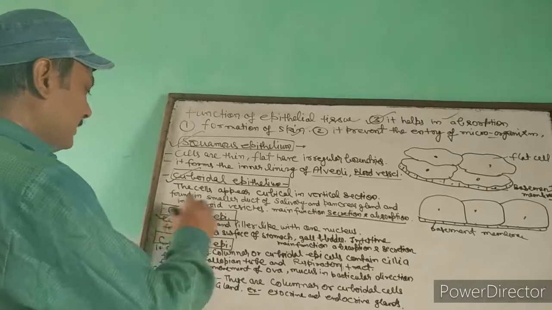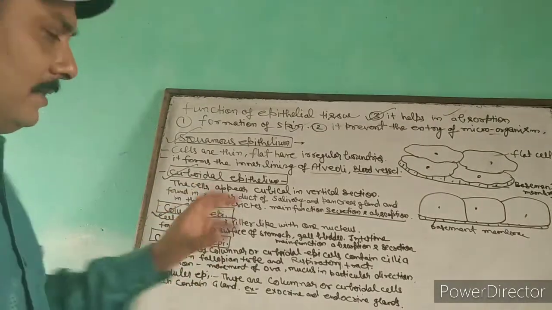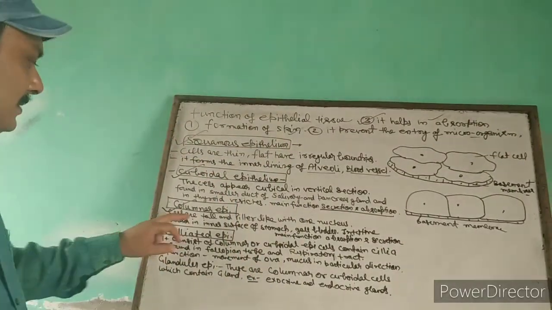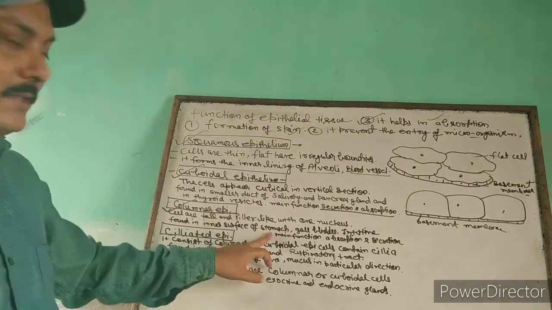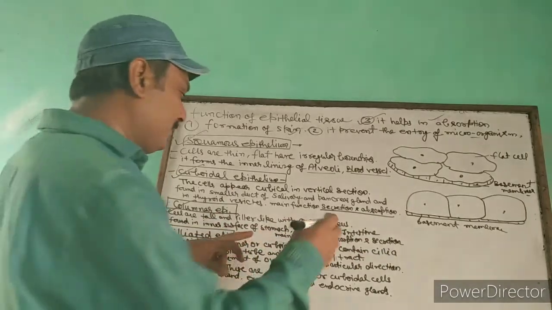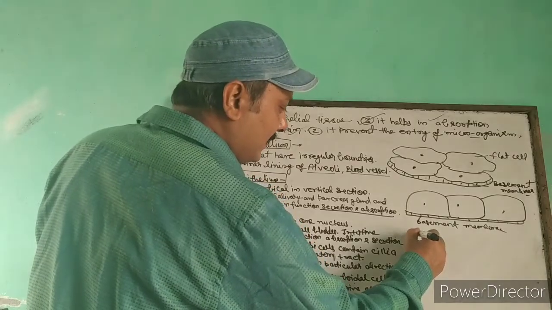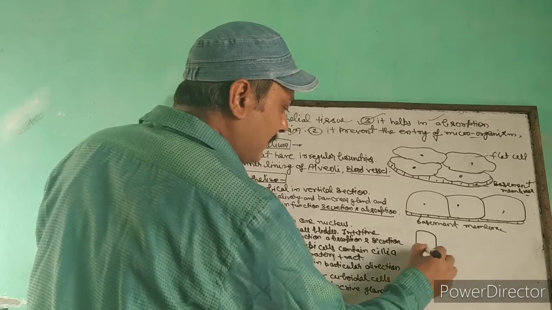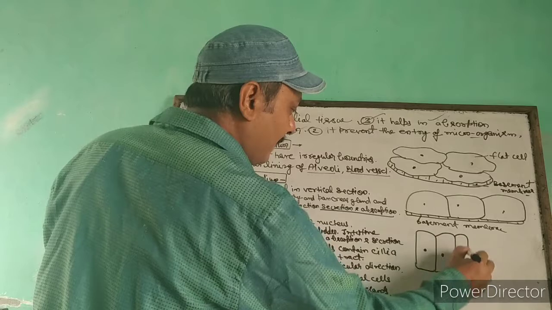Now next is columnar epithelium. The word columnar looks like a column, like a pillar. These cells are tall and pillar like with one nucleus, and are found in the inner surface of stomach, gallbladder and intestine. Main function is absorption and secretion. This is the diagram of columnar epithelium. These are pillar like cells.